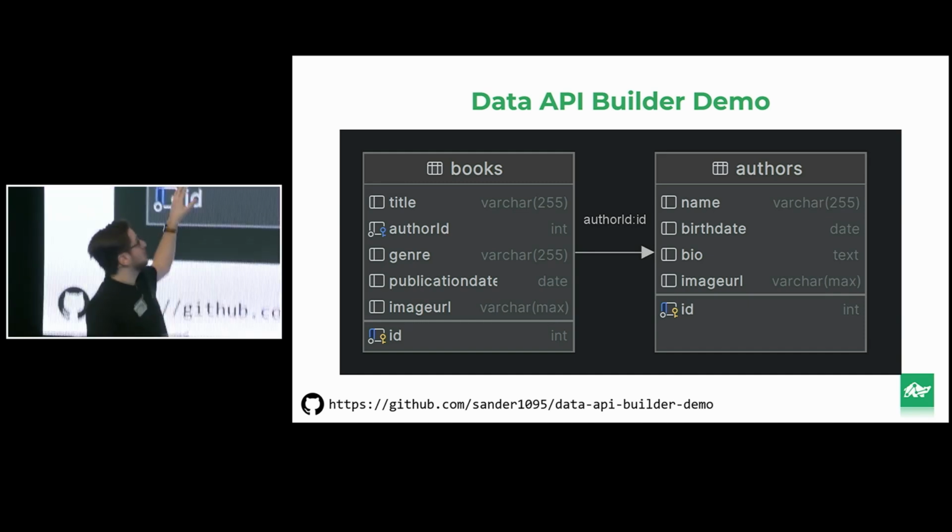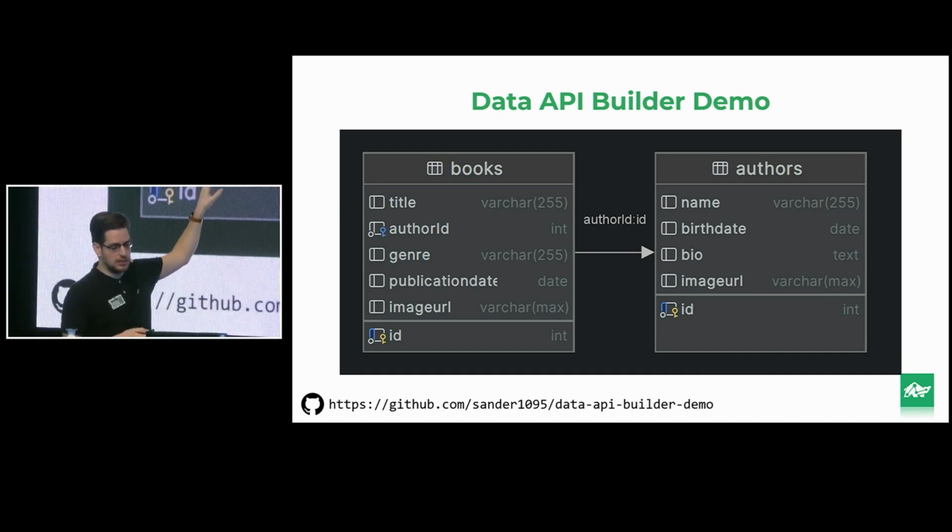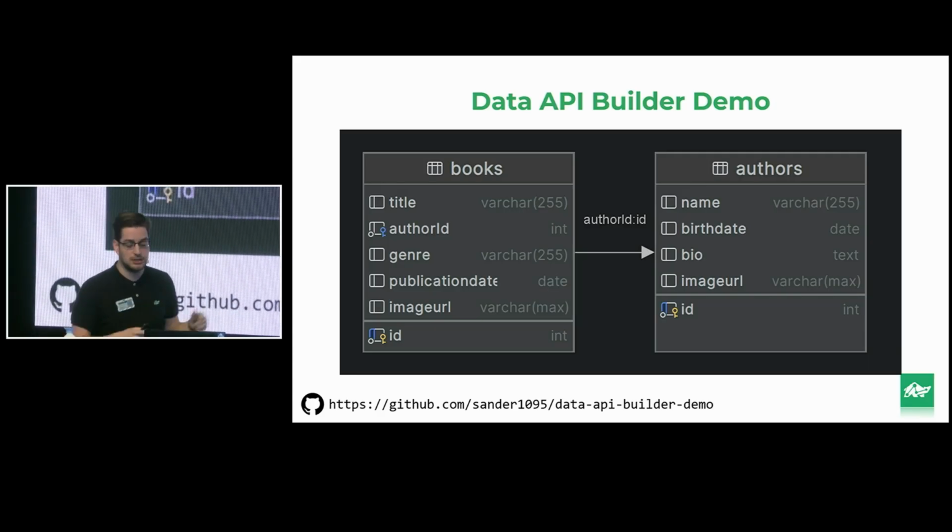This demo is going to be books and authors, right? A book has a title, an author, a genre, publication date, and image URL, which is, of course, written by an author that has a name, a birth date, a bio, an image URL, stuff like that.